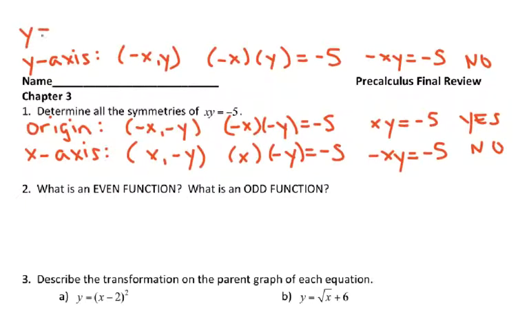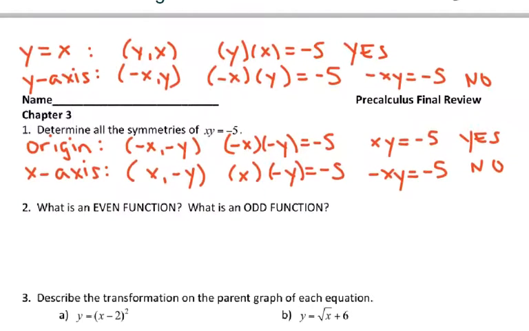Symmetry over the line y equals x. If you can flip-flop x and y in the equation, and it's the same equation you started with, then it's symmetric over the line y equals x. Well, when you switch x and y, isn't y times x the same as x times y? It is, because multiplication is commutative.